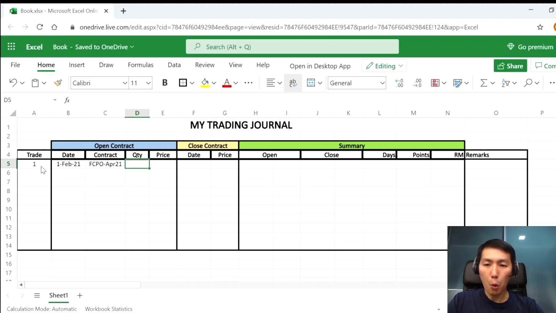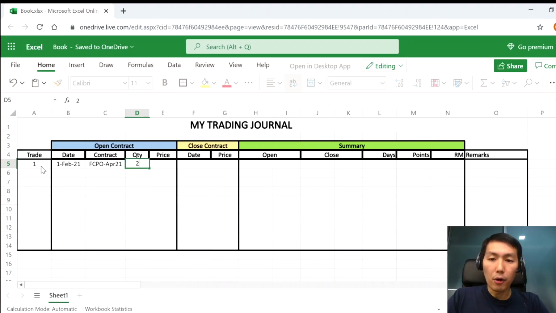On the quantity part, if I were to long two contracts, this would be a positive figure of two contracts. If I short two contracts, it would be -2. So +2 is a long position, and -2 would be considered a short position. It is actually quite similar to your trading platform as well.